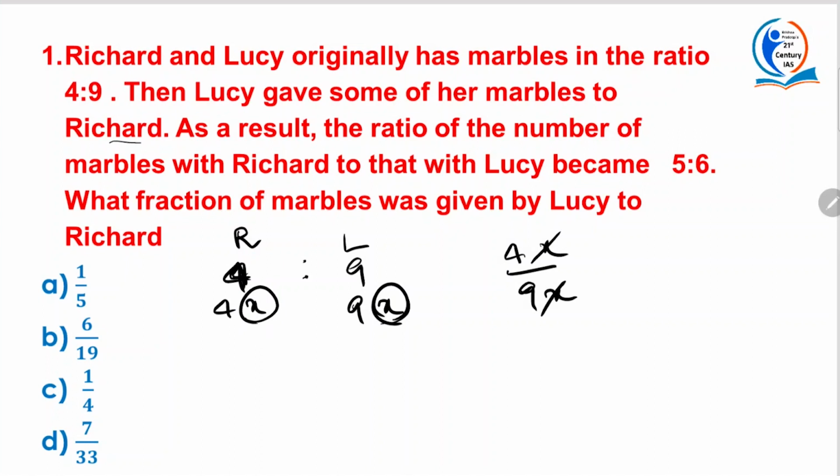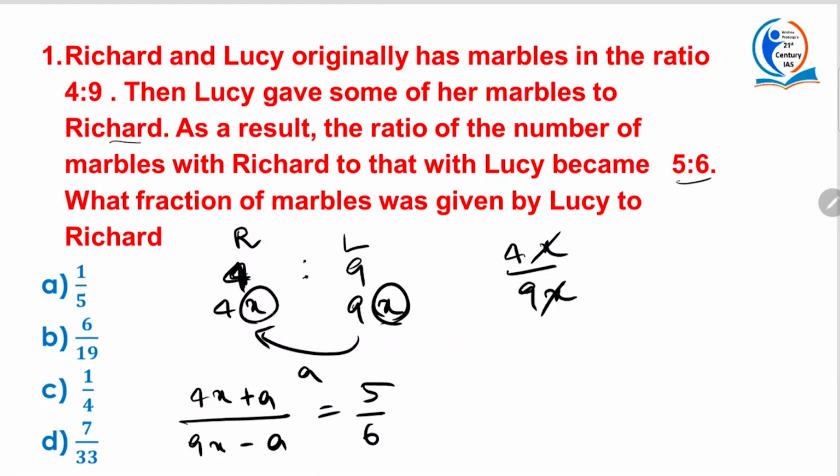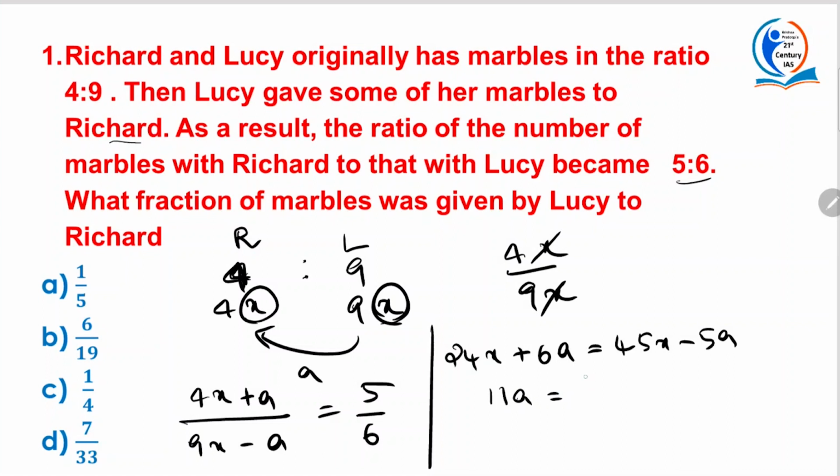Now, Lucy had given some of her marbles to Richard. So let that be A. So now what is the new ratio? It is 5:6. Now Richard has 4x plus A marbles and Lucy has 9x minus A marbles. And the new ratio is 5:6. Now if you solve, what will you get? You will get 24x plus 6A is equal to 45x minus 5A. Now you will get 11A is equal to 21x. A by x is equal to 21 by 11.